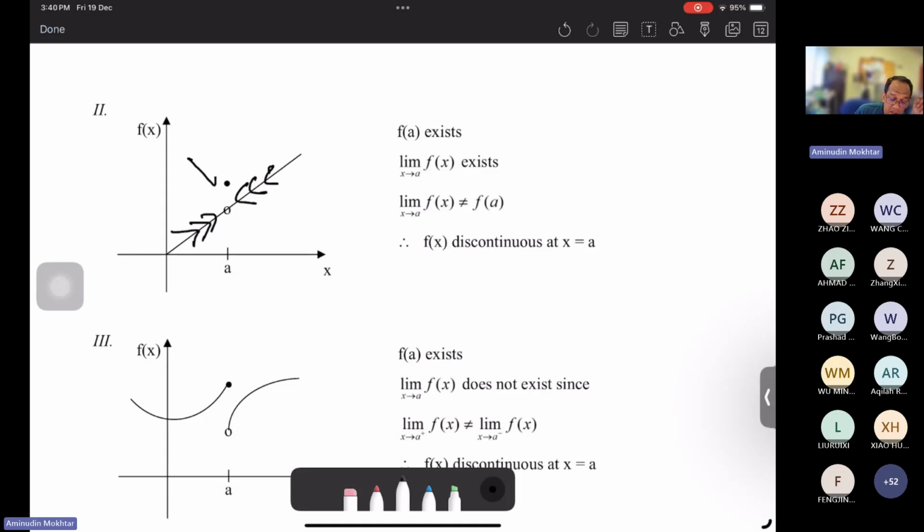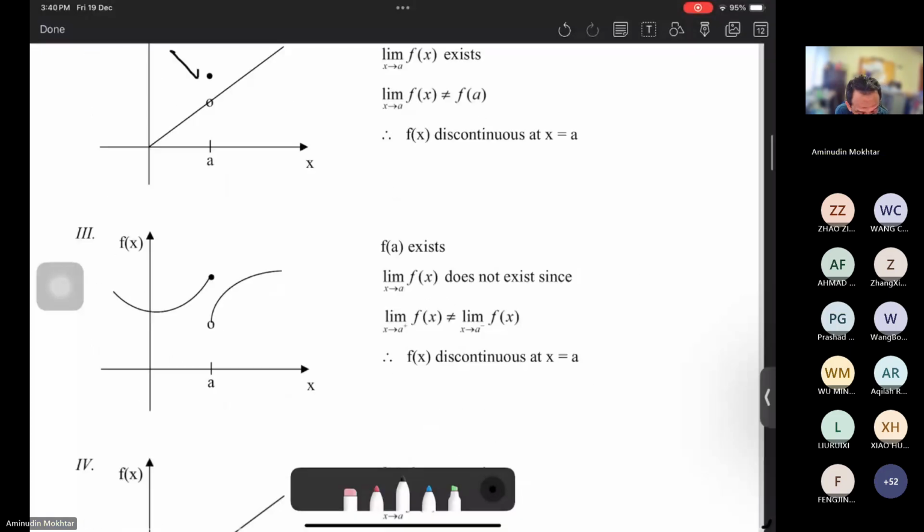The first one is a white point. The second one is at a, we can say they have a black point. The value of y exists at that point, but the value of the limit exists at the white circle point. So in this case, the value of the function does not equal the limit. So we can also conclude here f(x) is discontinuous at this point again.